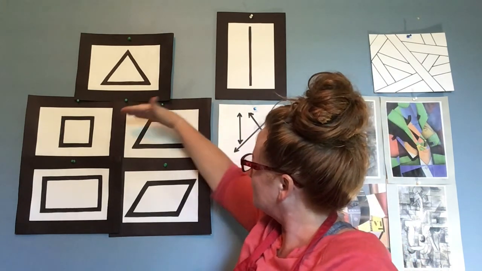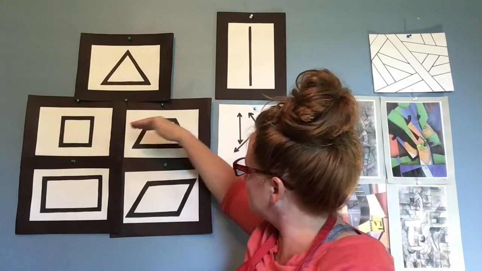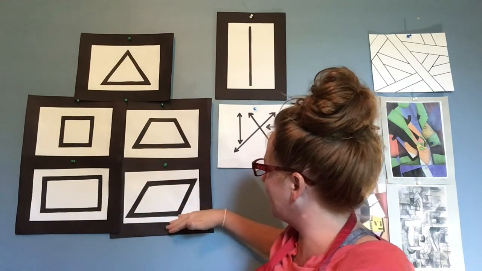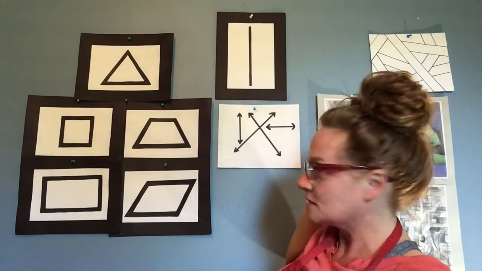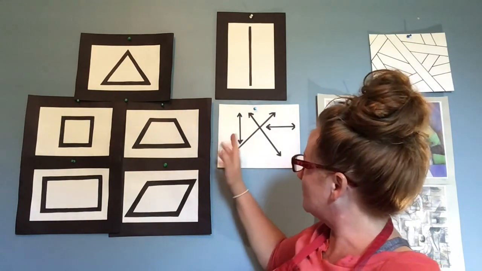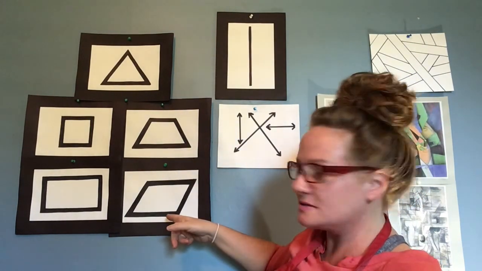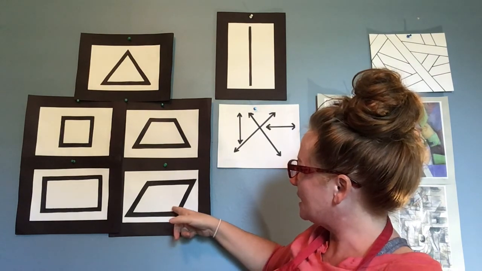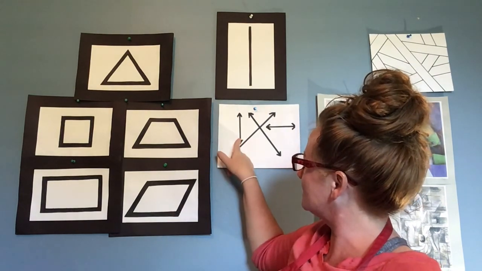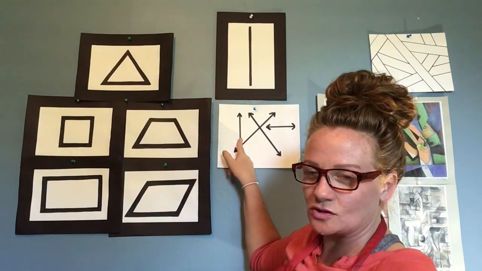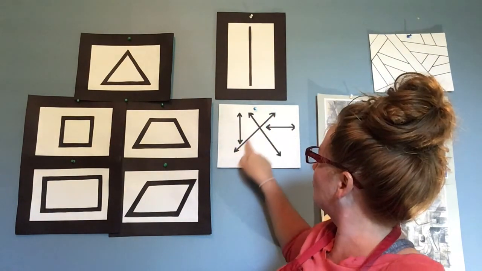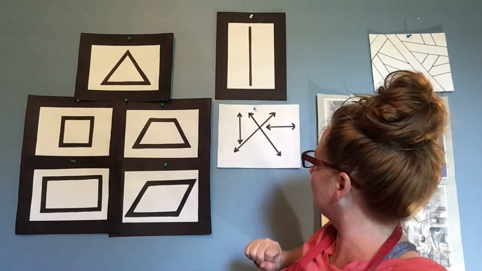Notice the tops and bottoms of these are made with what type of lines? Very good. Horizontal. But do we see vertical lines in the trapezoid and the rhombus? Do we see this? No, we don't. We see what type of lines? The ones at a slant. They are called diagonal. Very good.